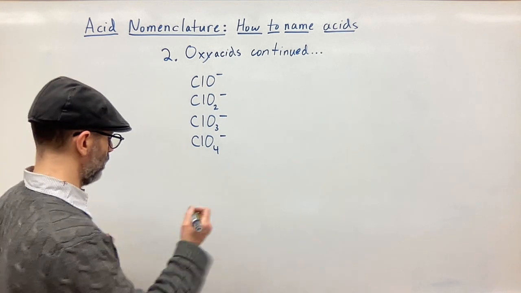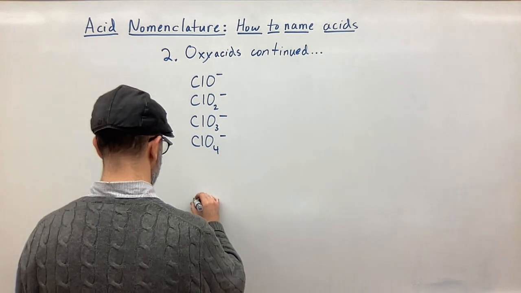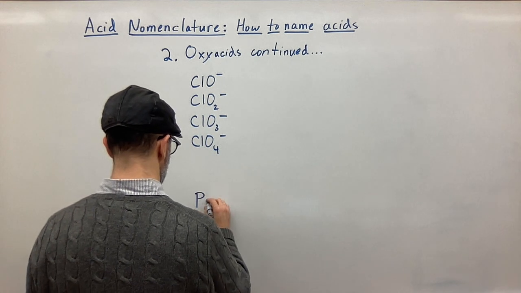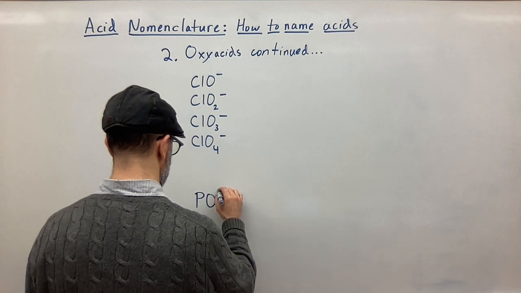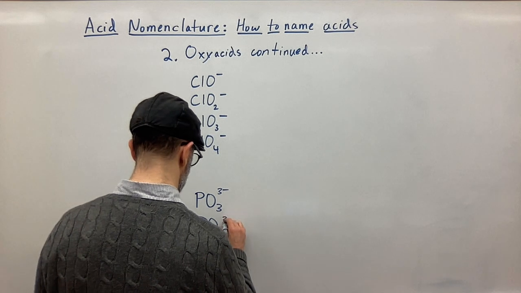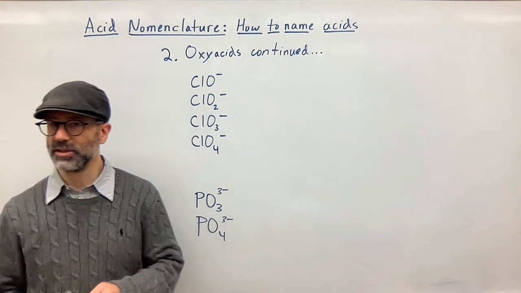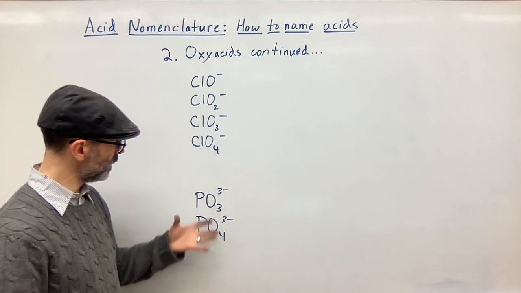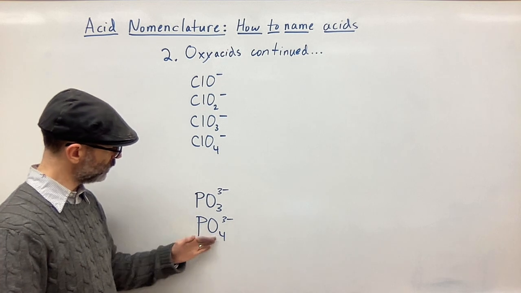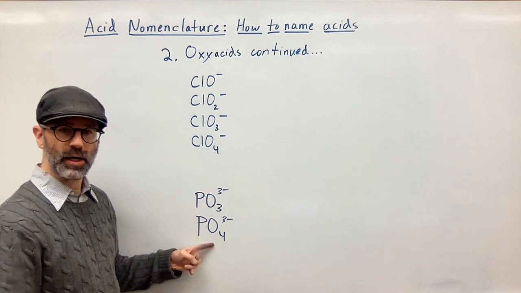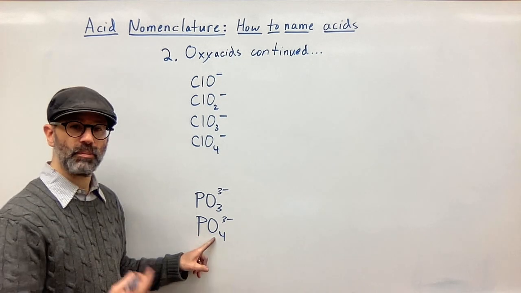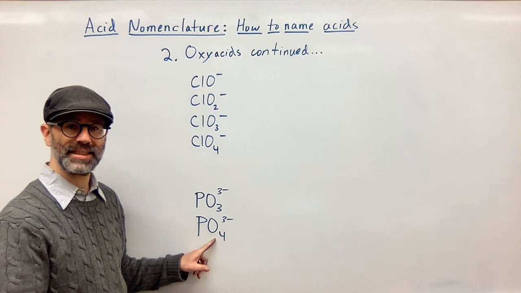Let me go ahead and use an example here. So we could do PO3 3 minus, and PO4 3 minus. And so here you can see I have two polyatomic ions. They both have P and O, phosphorus and oxygen, but they differ by one oxygen. So you name them by taking the one with the more oxygens and giving that an ATE ending.